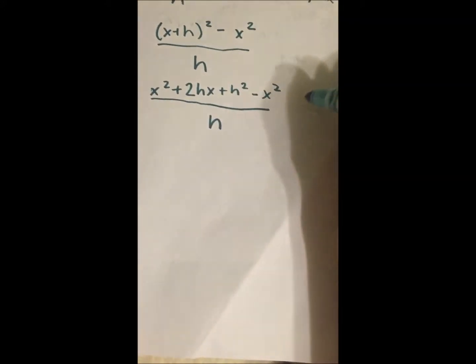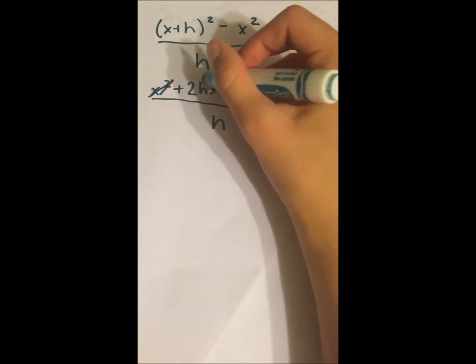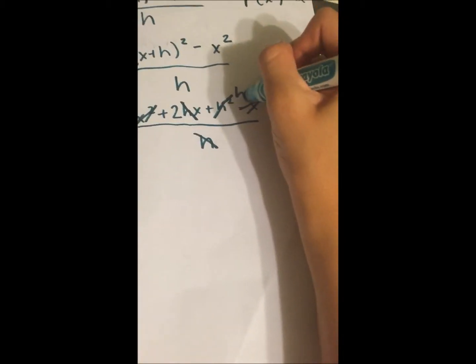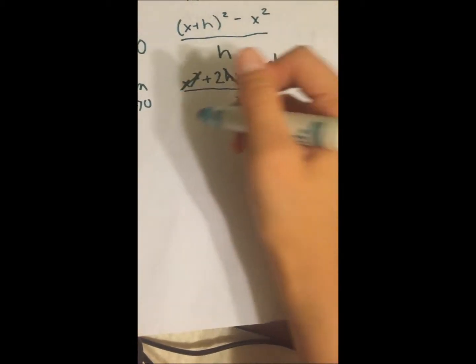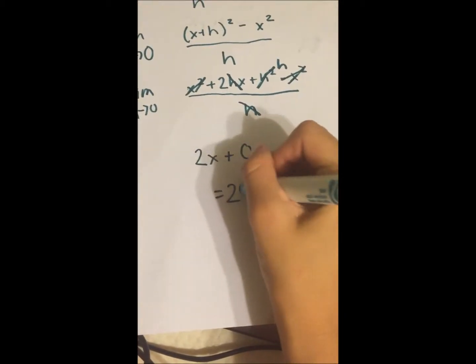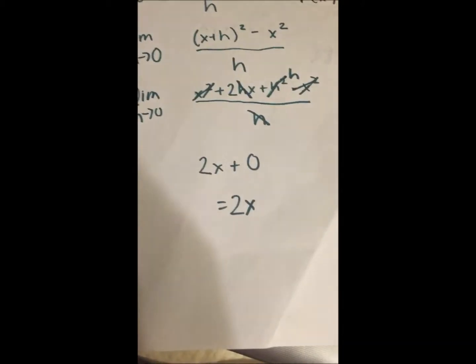And then the next step is just to simplify. So you have x squared here and minus x squared there, so those cancel out. And then for the h's, since those are both divisible by h, you can cancel this out. So this becomes 2x, and this just becomes h. And then you take the limit. So you plug in 0 wherever you have an h. That gives you 2x plus 0, which is just 2x. So the derivative of x squared is 2x.